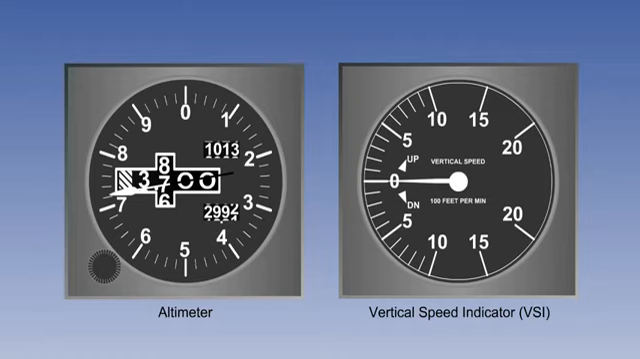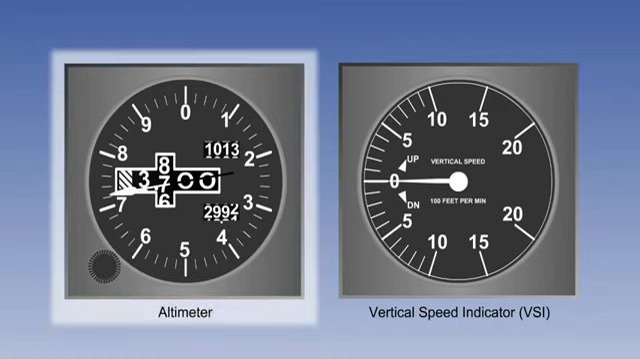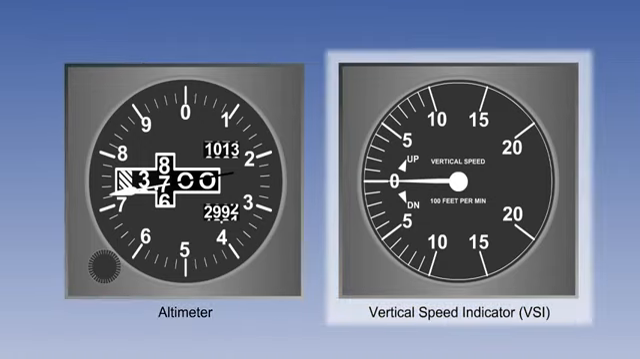The basic flight instruments which use static pressure only are the altimeter, shown here, and the vertical speed indicator, or VSI, shown here. Both these instruments are dealt with in detail in their own specific lessons.